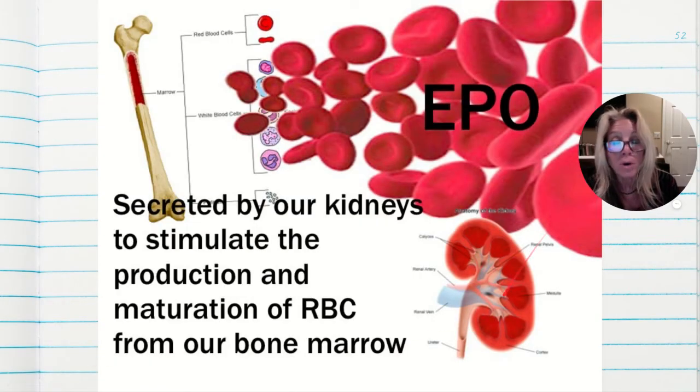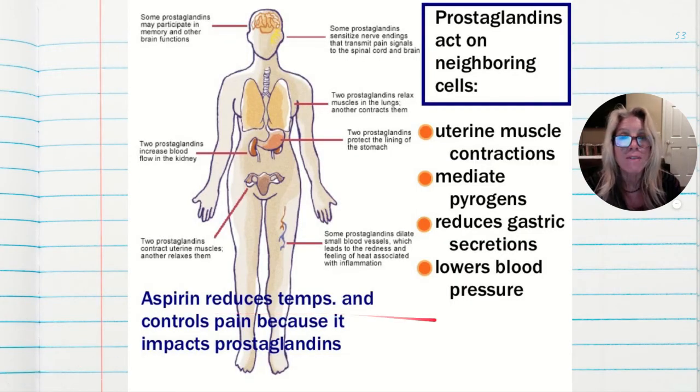Okay, EPO, this is a hormone secreted by our kidneys, and it's to increase our red blood cell production. So EPO secreted by kidneys to stimulate red blood cell formation in our bone marrow. All right. And then prostaglandins.